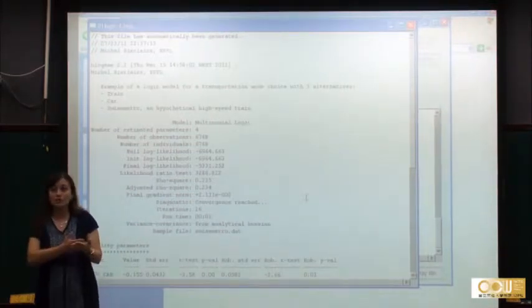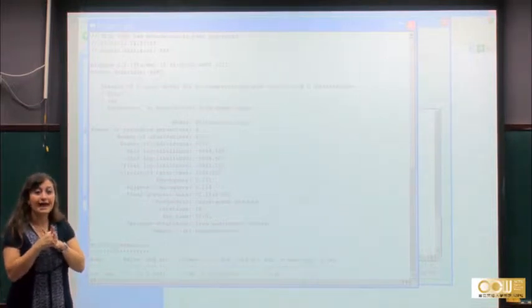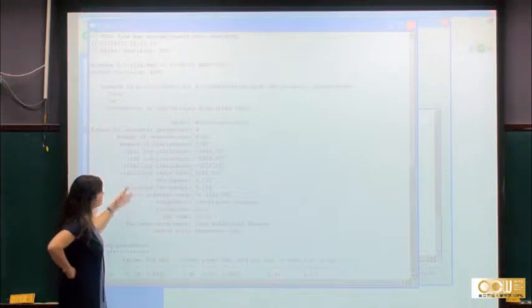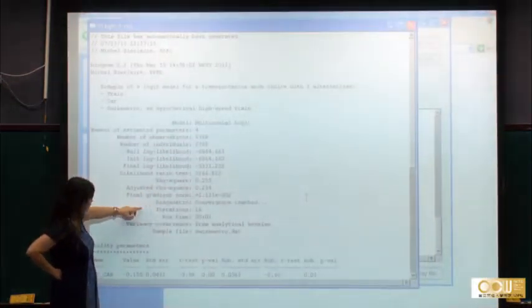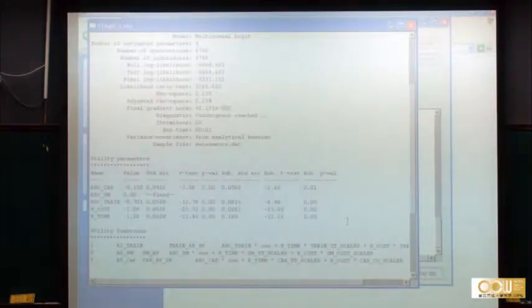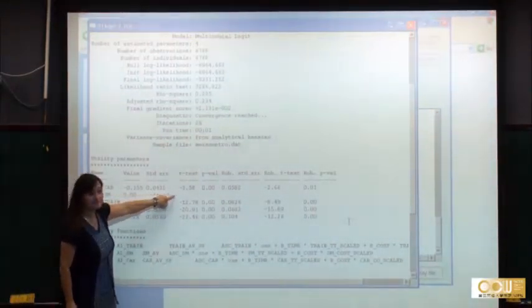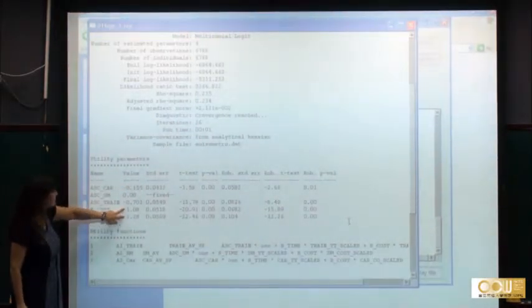The difference between rho squared and adjusted rho squared is that the adjusted rho squared takes into account the number of degrees of freedom in the model. Final gradient norm, it has converged with 26 iterations, and it is lucky enough to have, well, this is easy, if I calculate analytical derivatives, so it calculated the statistics. So you see the estimates, right? This is fixed because it's 0. Then it has 2 alternative specific constants and the travel time and travel cost.